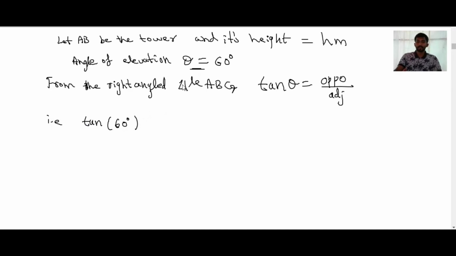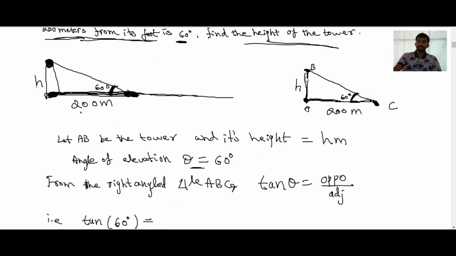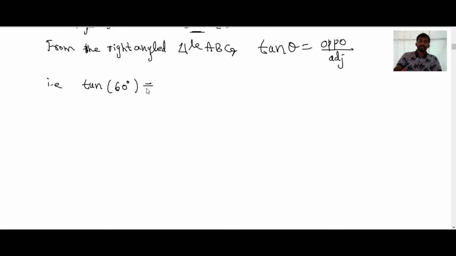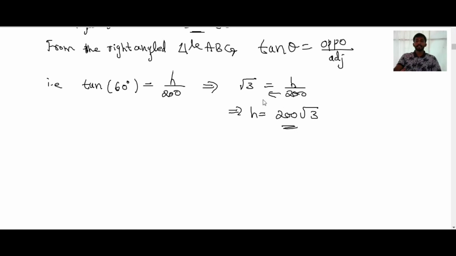Here you can observe theta equal to 60 degree. Opposite from the triangle you can observe. Here see, opposite length is equal to h and adjacent length is equal to 200, right? Tan 60 degree is equal to h divided by 200. This implies, what is tan 60? Standard angle root 3 is equal to h by 200. This implies h is equal to cross multiply 200 into root 3. Okay, h value is equal to 200 root 3, right?